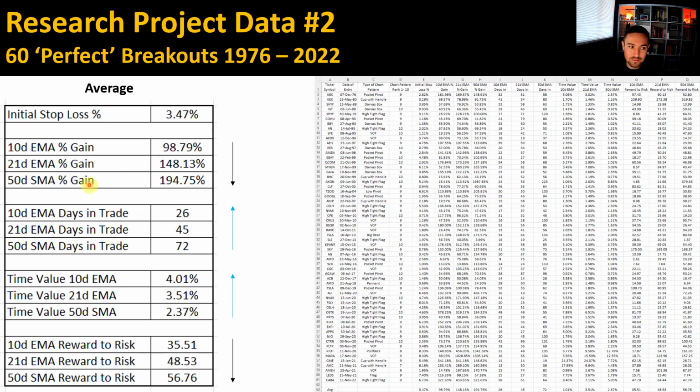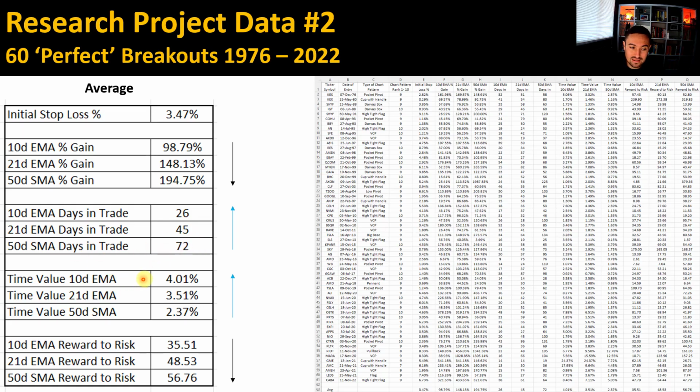The 50-day SMA average gain, 194%. So you may say, well, the 50-day is the best, isn't it? Because it's nearly 100% higher than the 10-day EMA. Maybe it is, maybe it isn't for your personality. The 10-day EMA average days in the trade, 26 days. 21-day, 45 days. 50-day, 72 days.